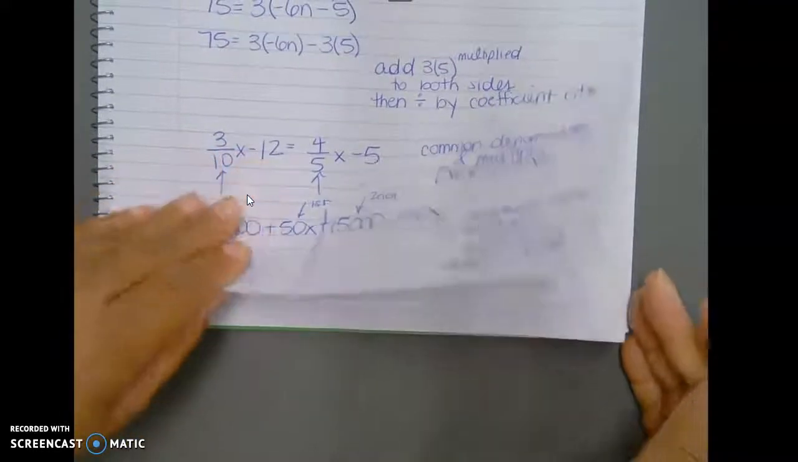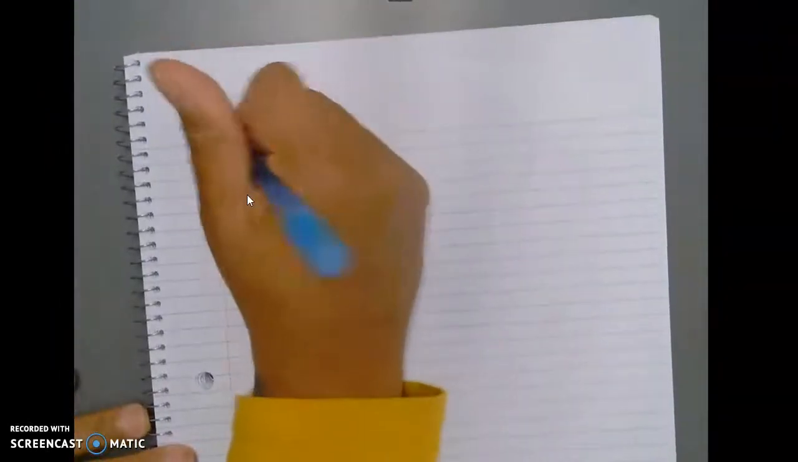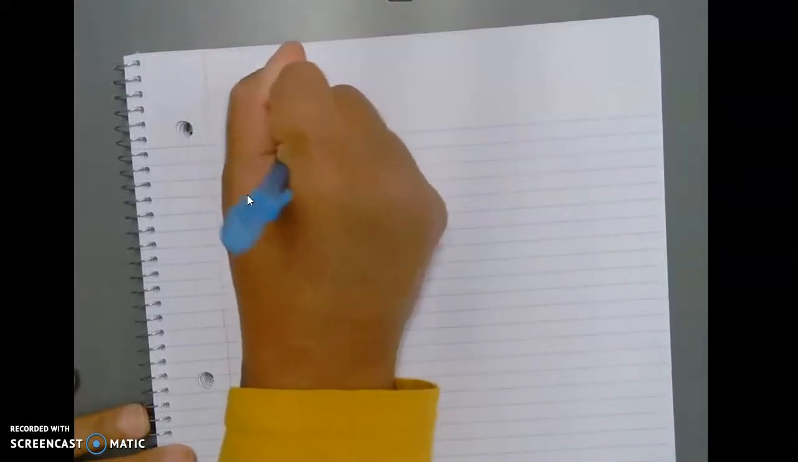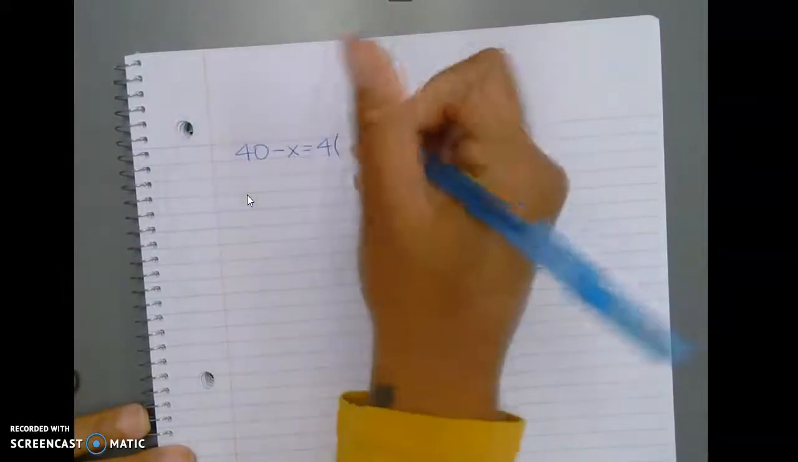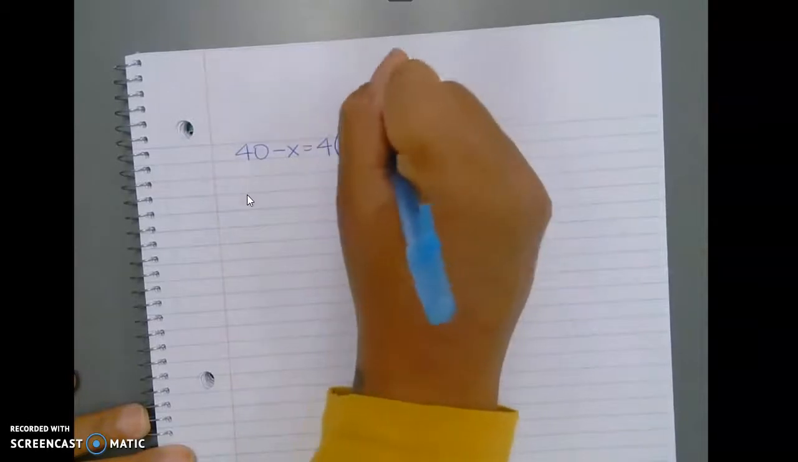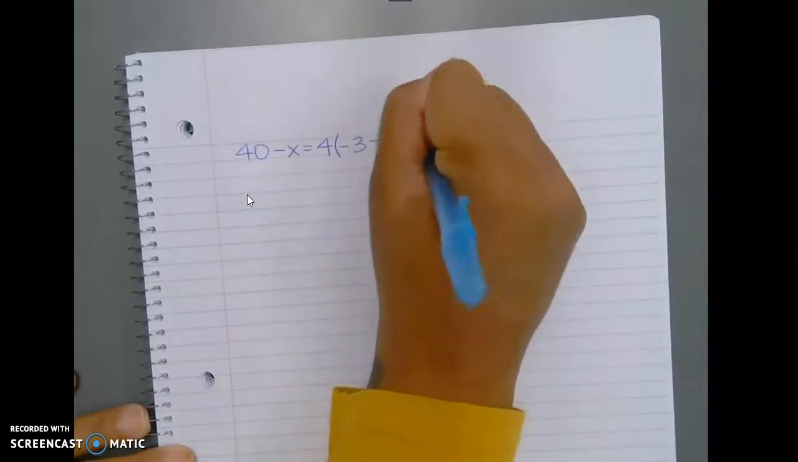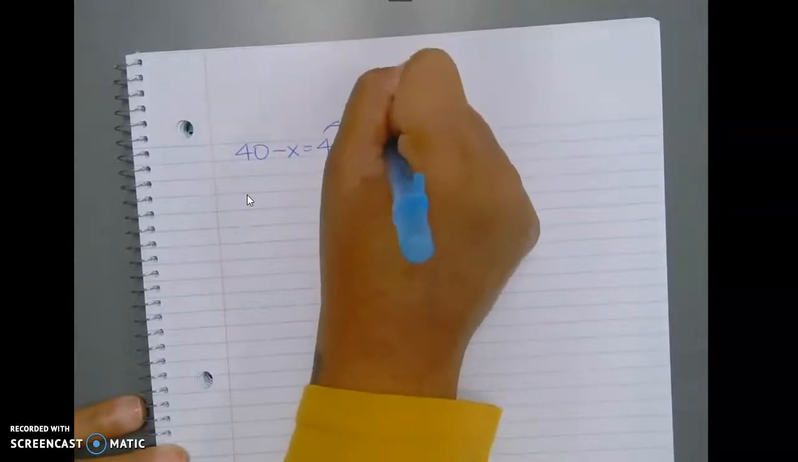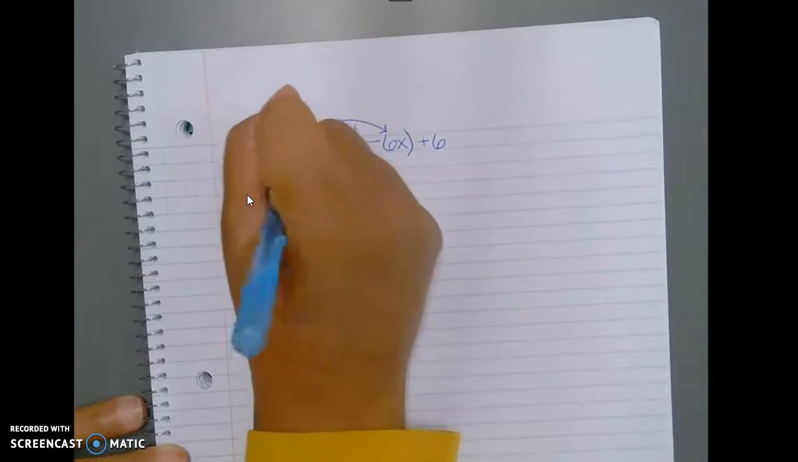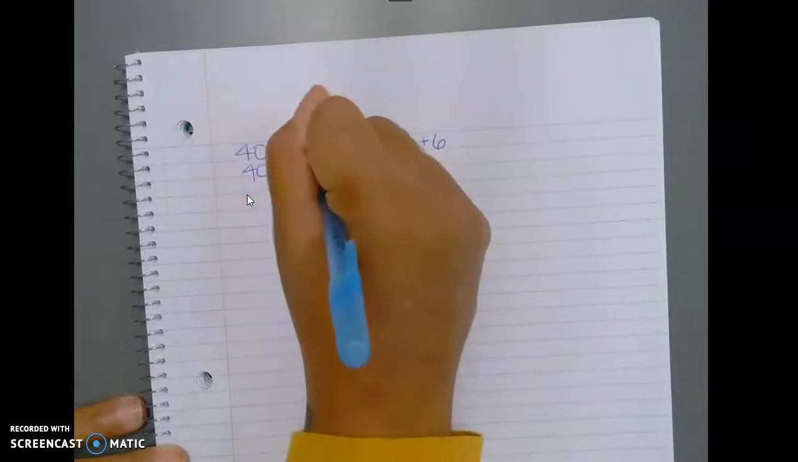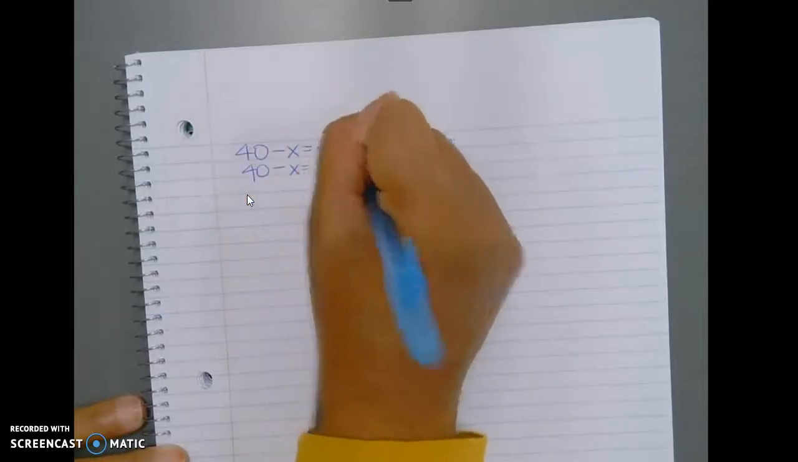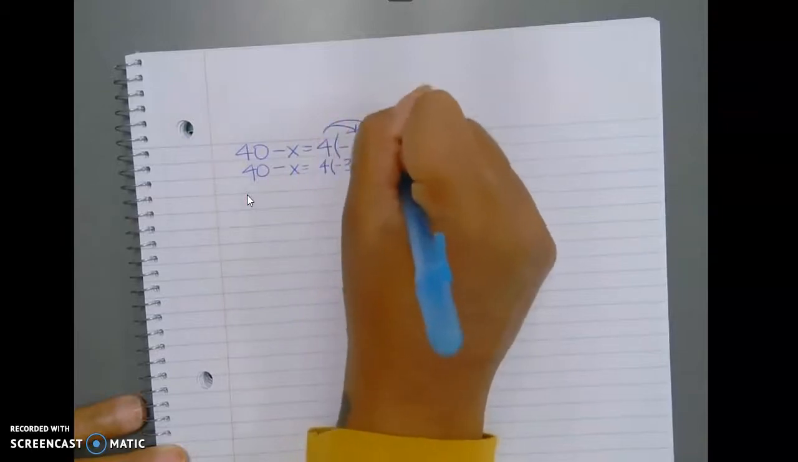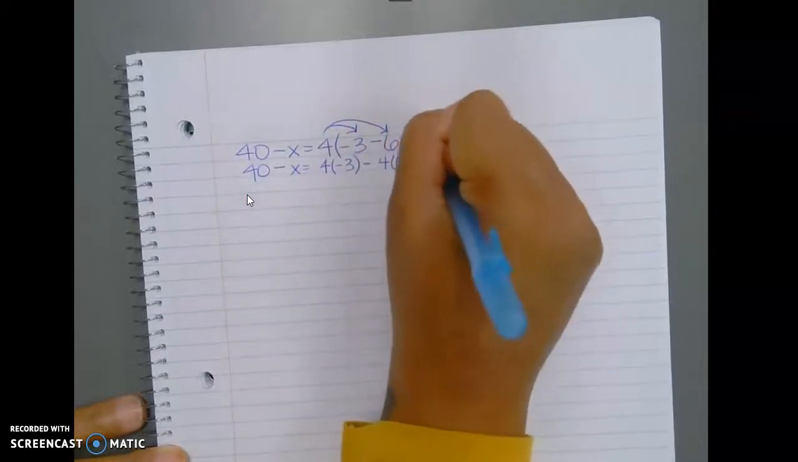Next question. Whoops, my tutorial dates. 40 minus x equals 4 times -3 minus 6x, close parentheses, plus 6. So I have to distribute the 4 here. 40 minus x equals 4 times -3 minus 4 times 6x plus 6.